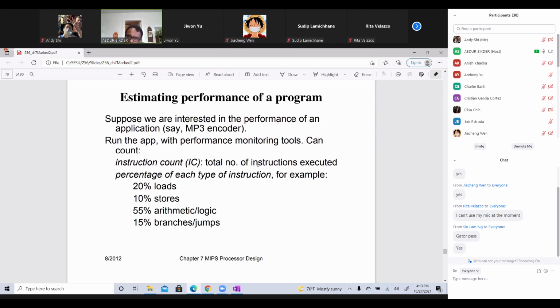Estimating performance of a program. How do you do that? Suppose we're interested in the performance of an application. Run the app with performance monitoring tools. You can count the instruction count, the total number of instructions executed, and the percentage of each type of instruction, for example 20% loads, 10% stores, 55% arithmetic logic calculation, 15% branches and jumps.